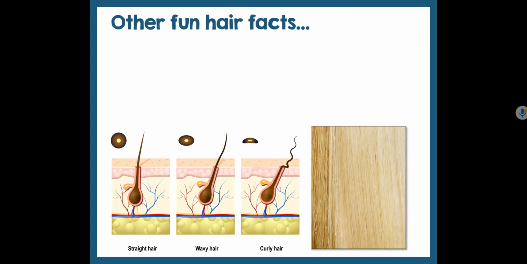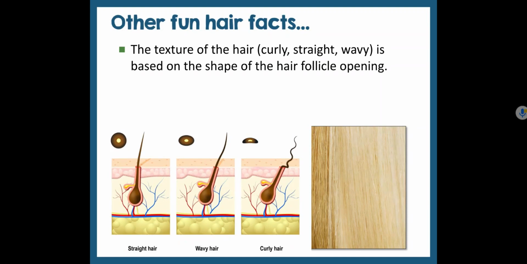Here are a couple of other fun hair facts. The texture of the hair, whether it's curly, straight, or wavy, is based on the shape of the hair follicle. In the image on the bottom left of your screen, you see a brown circle, a brown oval, and a brown ellipse. These are cross sections of the hair follicle. So if the hair follicle is round, then the hair will be straight. But if the hair follicle is an ellipse, like what you see on the right, then the hair will be curly. If the hair follicle is an oval, like you see in the middle, then the hair will be wavy.